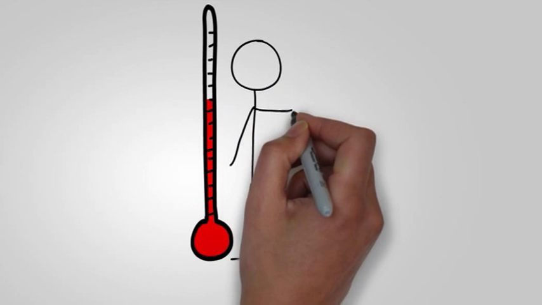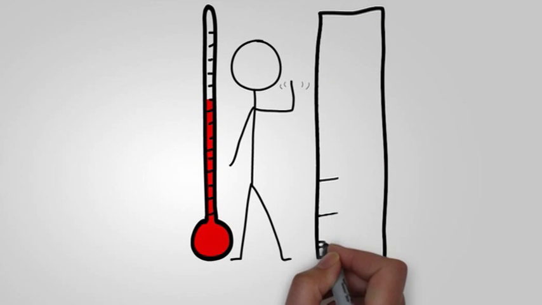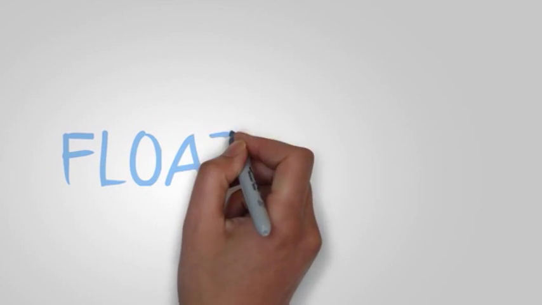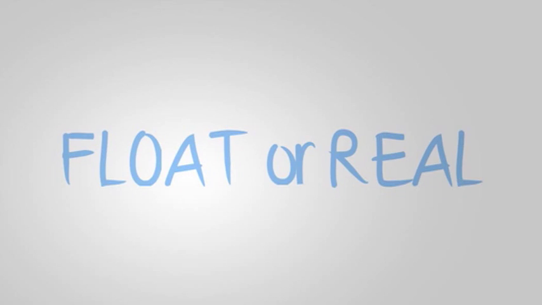Sometimes numbers also need a fractional part. For example, if we're measuring a person's height or temperatures. A person's temperature might be 37.0 degrees Celsius or 37.1. This type of data is called float or real.